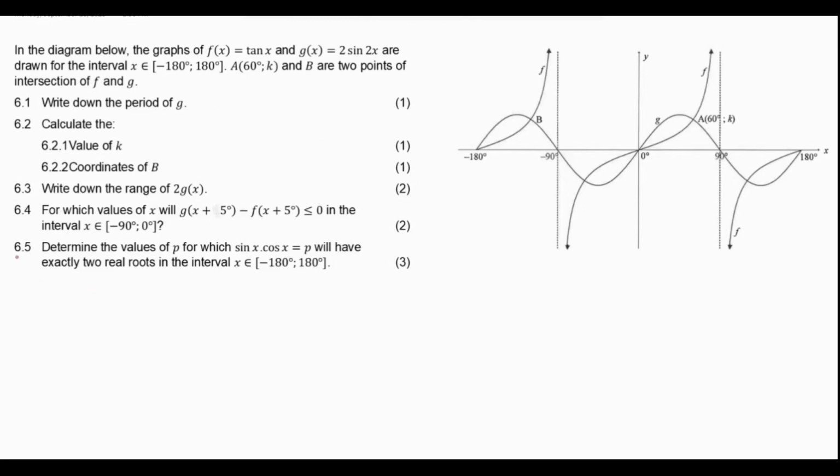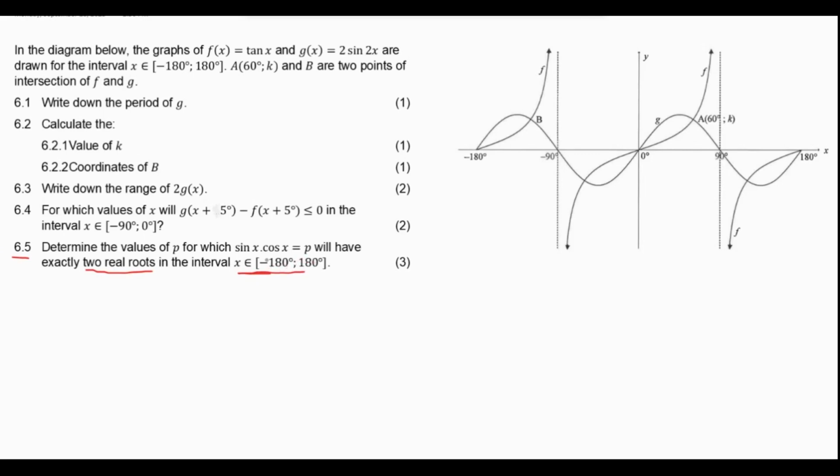Welcome back. Let's do question 6.5. In the diagram below, the graphs of f(x) and g(x) are drawn for the interval x from -180 degrees to 180 degrees. A and B are the 2 points of intersection of f and g. Determine the value of p for which sin x cos x = p will have exactly 2 real roots in the interval where x is from -180 degrees to 180 degrees.